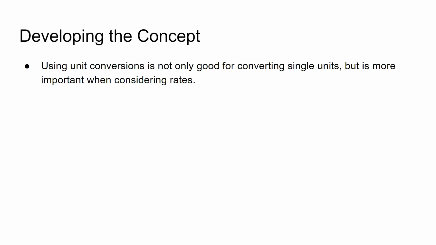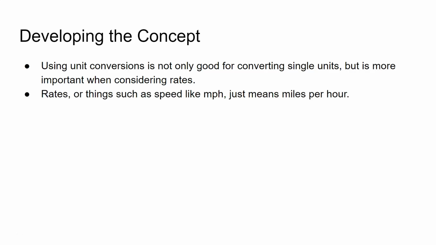In class or through my other lecture, you learned that using unit conversions is good for converting single units, but when we have things like rates in physics, it's way more important. So what is a rate? You can think of a rate as something like miles per hour, right? If your car is going 50 miles per hour, in 1 hour it will go 50 miles, right? That is somewhat like a unit multiplier.